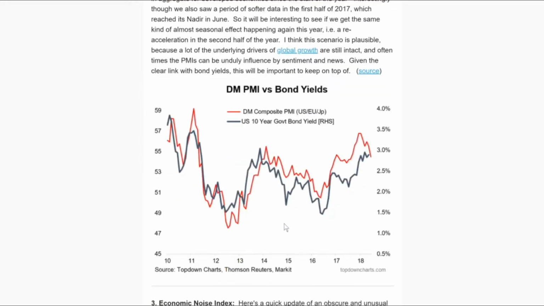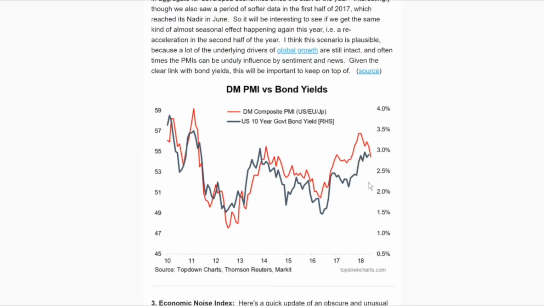Number 2, developed markets manufacturing PMI versus US 10-year government bond yield. There's a fairly good link between the two, and good reason for that, because better PMI readings are consistent with better growth and inflation. Better growth and inflation is generally consistent with higher bond yields.